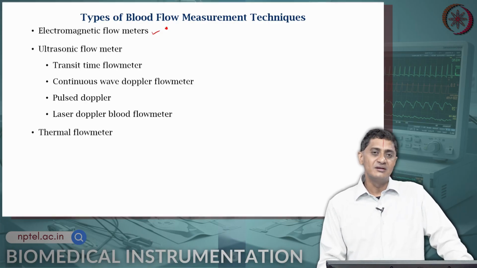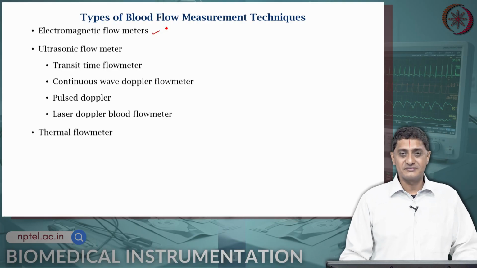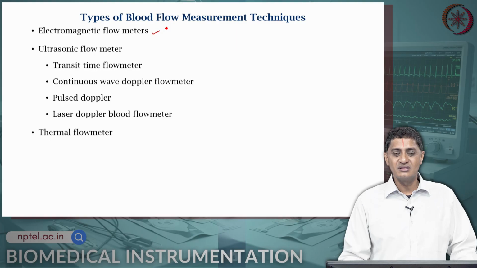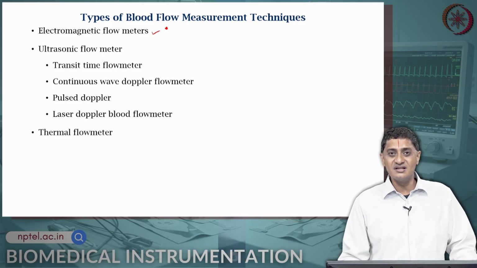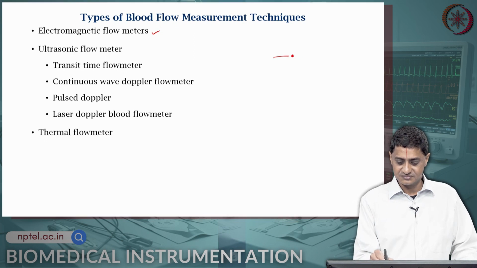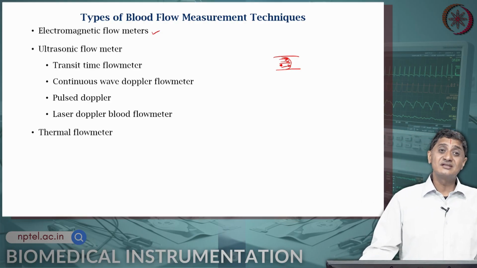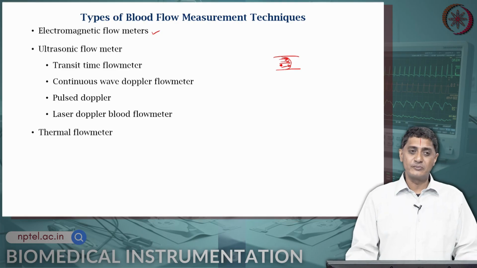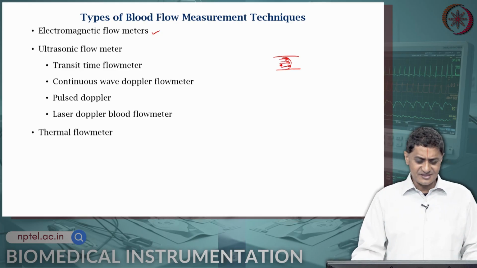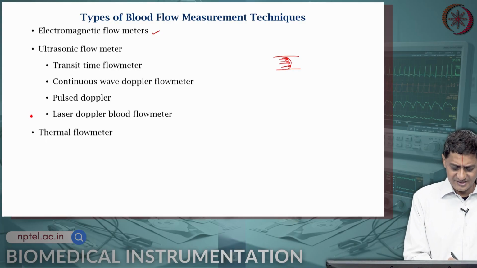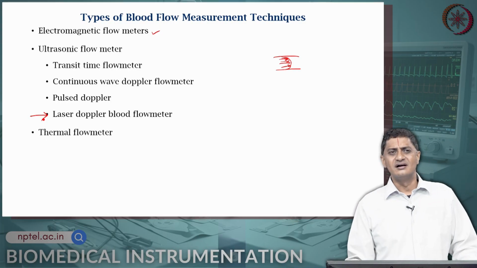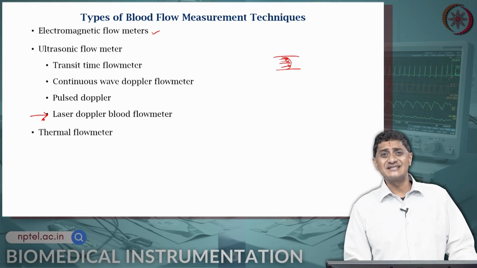The continuous wave Doppler flow meter will only measure the flow, but not the flow profile. Let us say I am interested in measuring a flow profile. What is the difference between flow and flow profile? Profile indicates where in the blood vessel what is the velocity. This is a profile, for example. Let us say I am interested in measuring the profile, then I can use a pulsed Doppler. They have classified laser Doppler flow meter within ultrasound, but laser Doppler flow meter essentially is a separate type of flow meter that uses light, monochromatic light, that is what is laser.